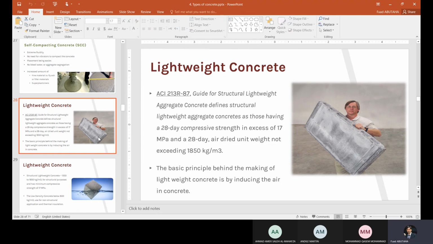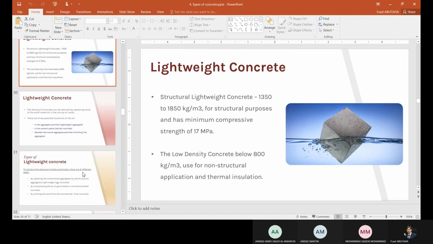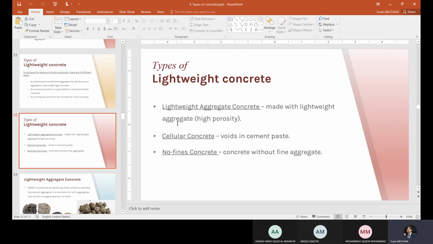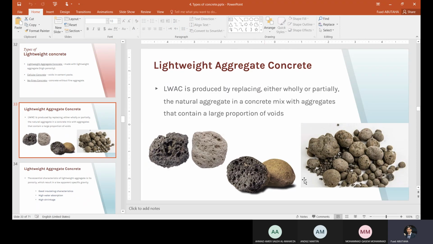And how do we produce lightweight concrete with low density? It can be produced using three methods. Either by using lightweight aggregates, highly porous aggregates. We have said before that aggregate occupies almost 75% of the total weight of the concrete, like the total weight of the concrete, 75% comes as the weight of the aggregate.